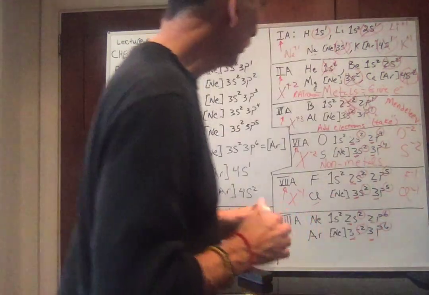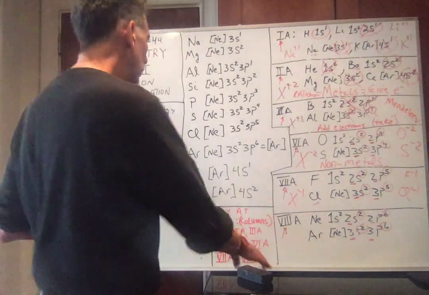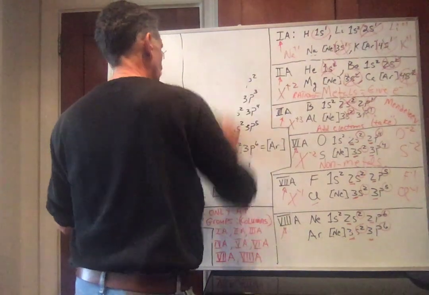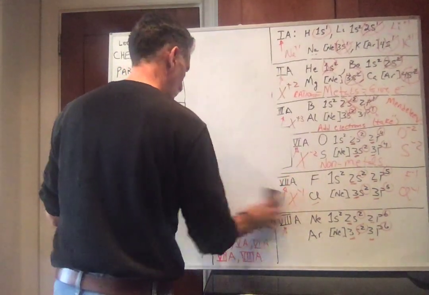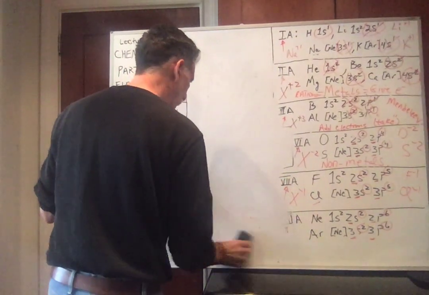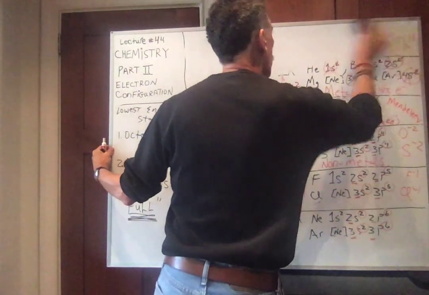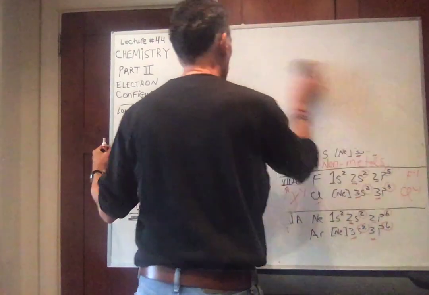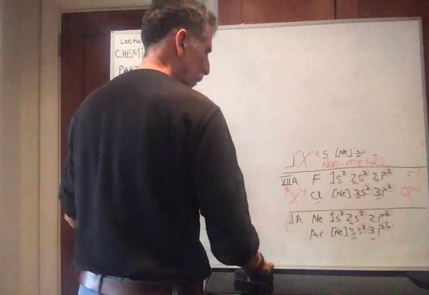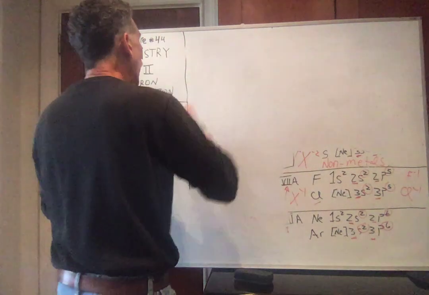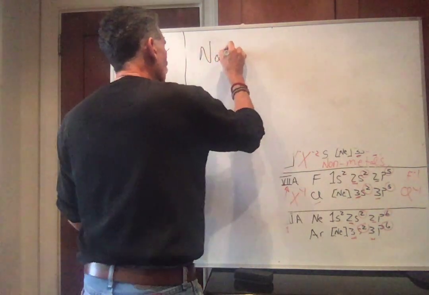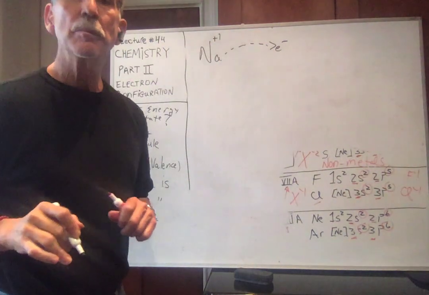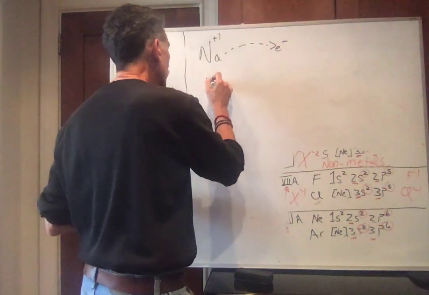Now, if we just look very quickly, we said that everything in group 1A wants to give away an electron. Okay, so I'm going to pick sodium just for now. Let's pick sodium, Na. It wants to give away an electron and become +1. Okay, that's 1A.